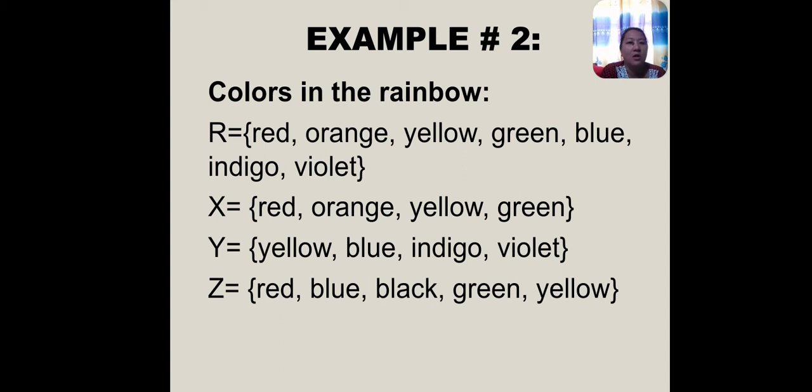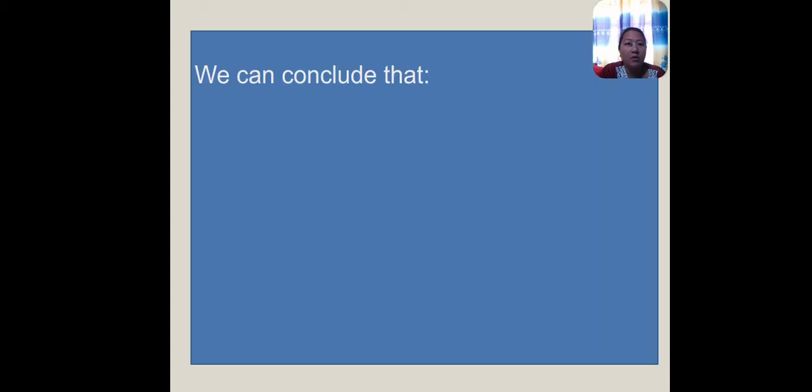Like for example, set X: red, orange, yellow, and green. Set Y: yellow, blue, indigo, and violet. Set Z: red, blue, black, green, and yellow. Okay. So what can you say about this?